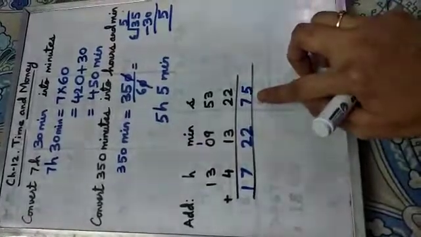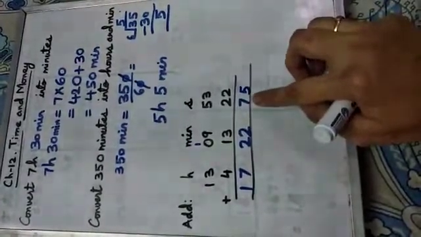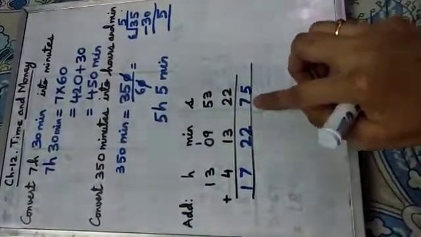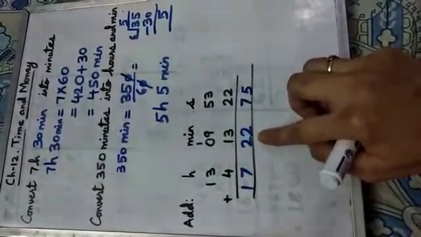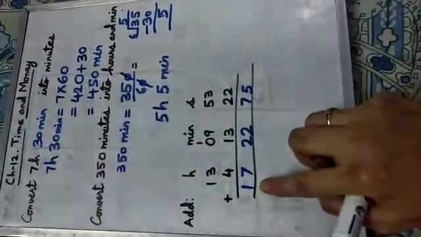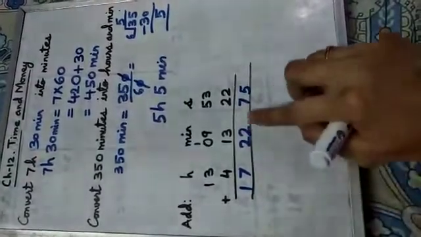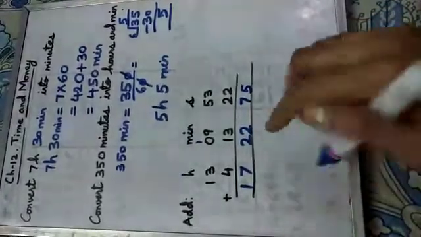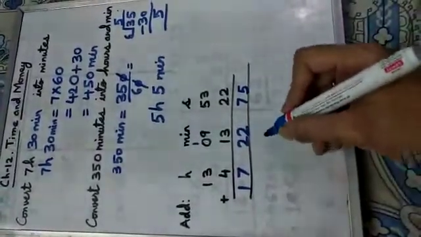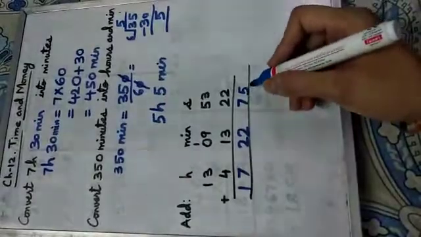But remember that seconds should be less than 60. Minutes should be less than 60. Why? Because when they become 60 or more than 60, they convert into a bigger unit. So here we have more than 60 seconds. So it will be converted into a minute. So what will we do? We will divide 75 by 60.